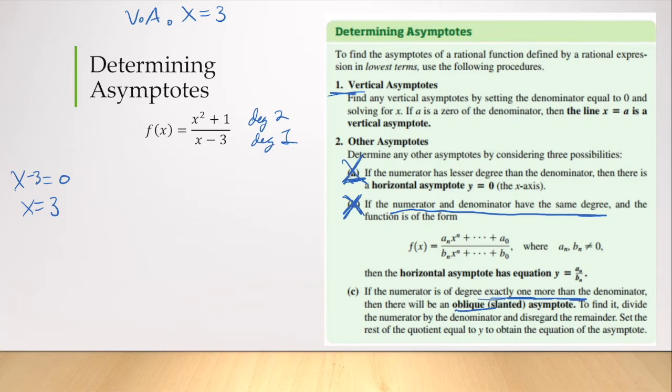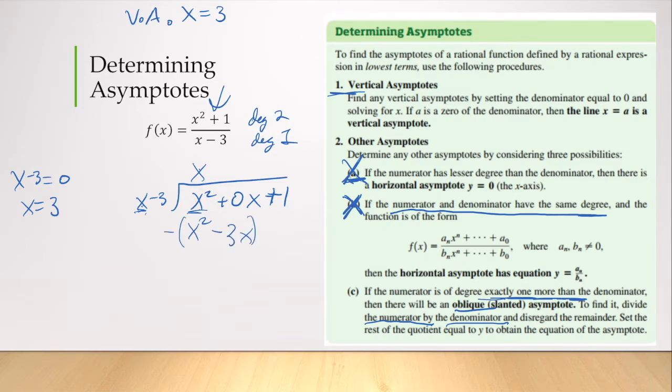So what we need to do is divide the numerator by the denominator and disregard the remainder. Friendly reminder, I need a placeholder so that every degree of x is represented. So what do I multiply x by to make it look like x squared? That's x. X times x is x squared. X times a negative 3 is negative 3x. I subtract this. My first terms cancel. Get a positive 3x and I pull down my plus 1.